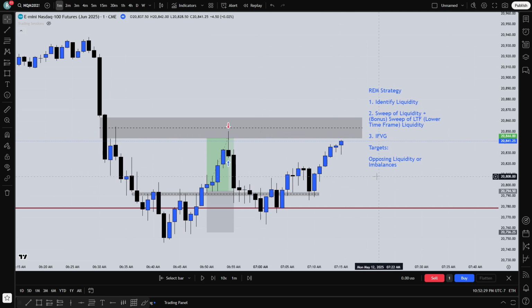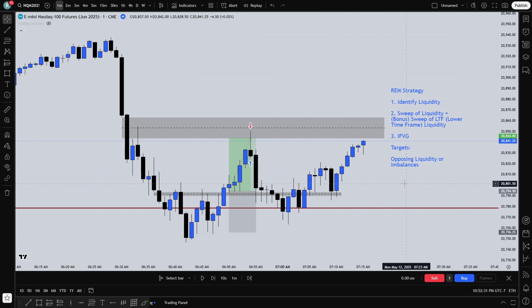Pretty simple trade. So with that being said, I hope you guys do like this strategy. It's a pretty awesome strategy here. I've just used this strategy all week so far, like an 85% win rate. Pretty awesome, to be honest with you.